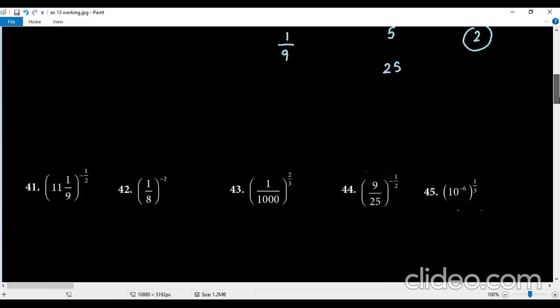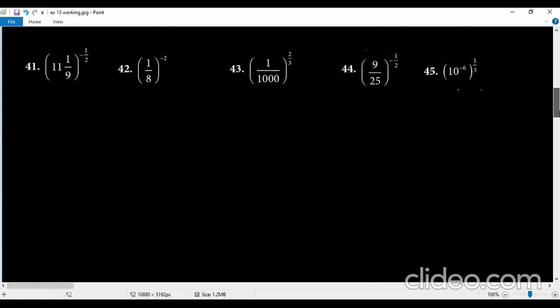Taking you to the next question, which is something like this. Now this means 99 and 100. 100 over 9, and this is going to be negative 1 over 2. There is one more thing that you can do. You can write 9 over 100 and make this 1 over 2.